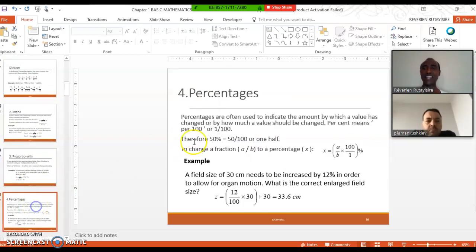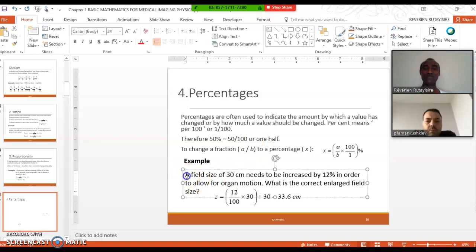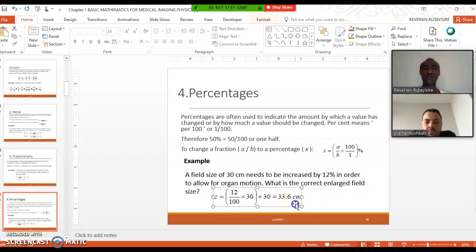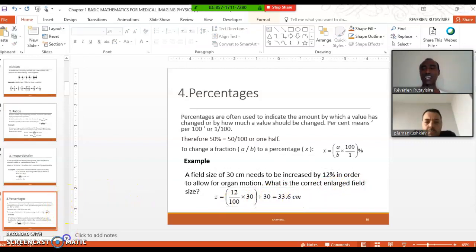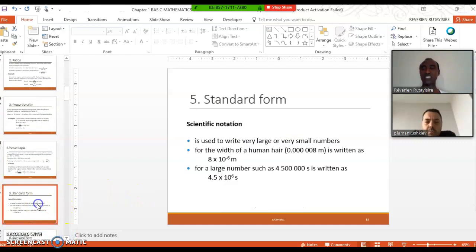And sometimes they have to know how to calculate some percentages. For example, we have a field size of 30 centimeters and it needs to be increased by 12% in order to allow for an organ motion. And they have to calculate the correct enlarged field size. So they will have to calculate this one, and sometimes they have to provide the percentage.